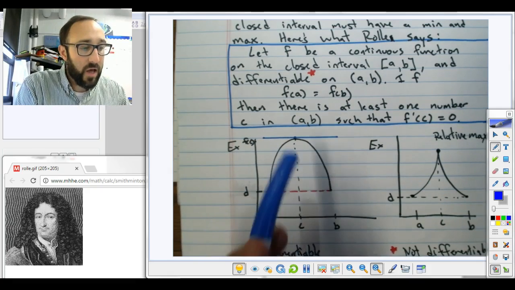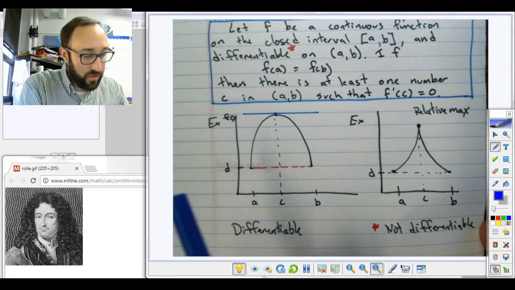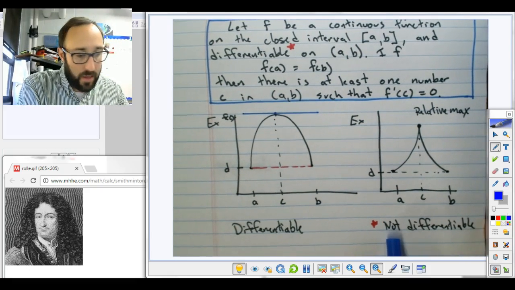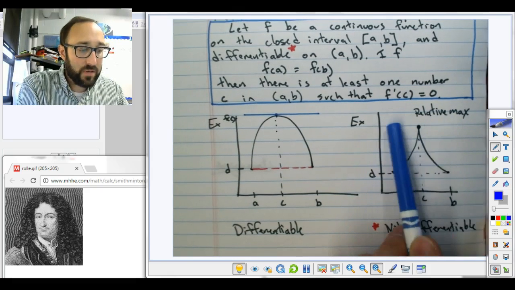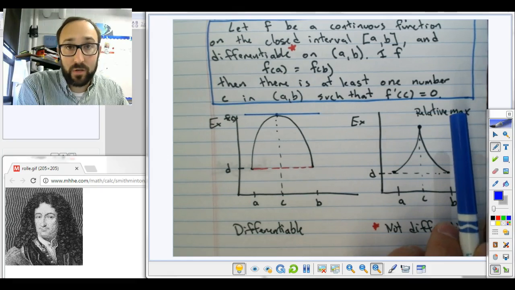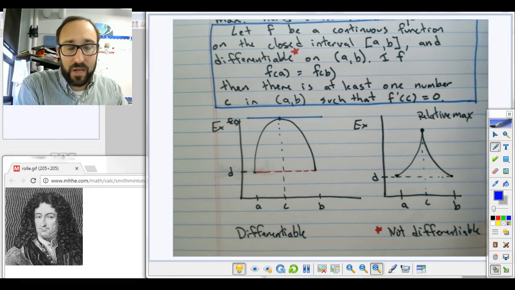So this one's okay. I put that red star there because, look at this one. This one's not differentiable at this spot. It's too pointy, so it means the derivative is not going to be 0. It's still a relative max, it's still a critical point, it's just not going to be derivative equals 0. All right, so that is Rolle's theorem.